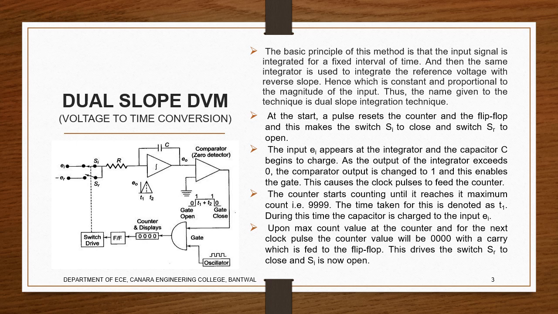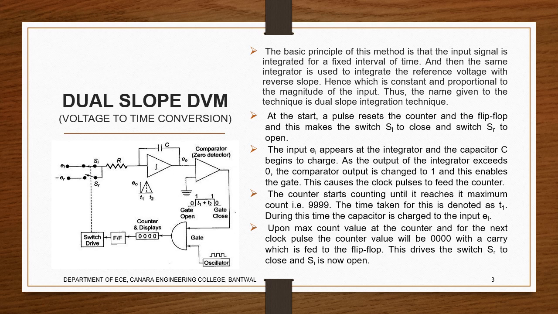For the rising, or the charging, of the capacitor, we give the time as t1. For the discharging, or the decreasing, of the capacitor, we give it as t2. Whenever this 0 bit is there, it again disables the gate and the counting is stopped. Whatever value the counting stops at is directly related to the input voltage.